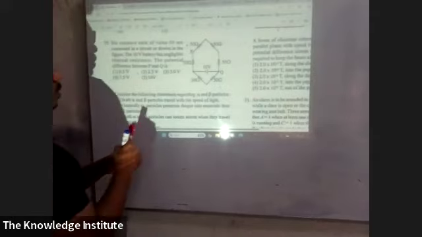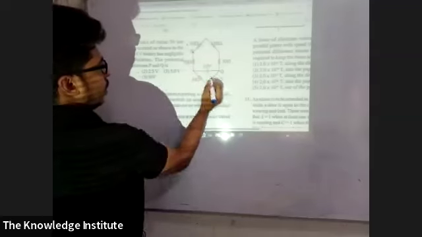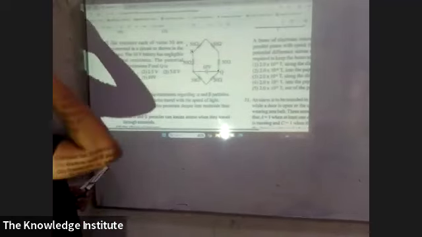Okay, 6 resistors, each of value 50 ohm, are connected in the circuit shown in the figure. The 10-volt battery has negligible internal resistance. The potential difference between P and Q. Here P, here Q. So you want to find the potential difference between P and Q.